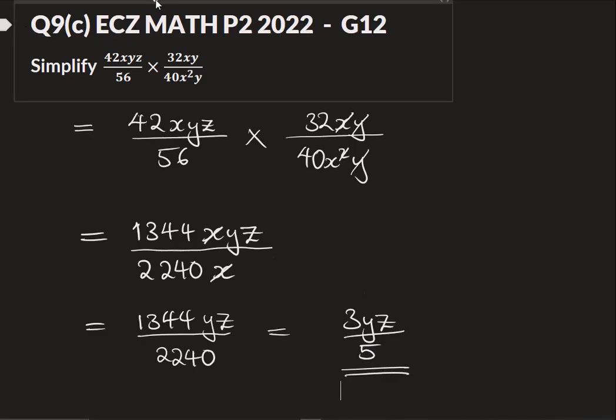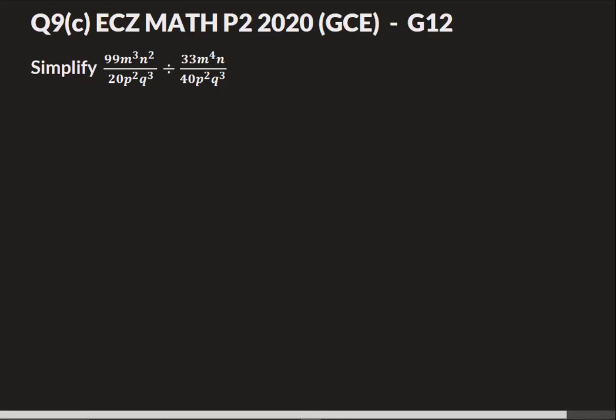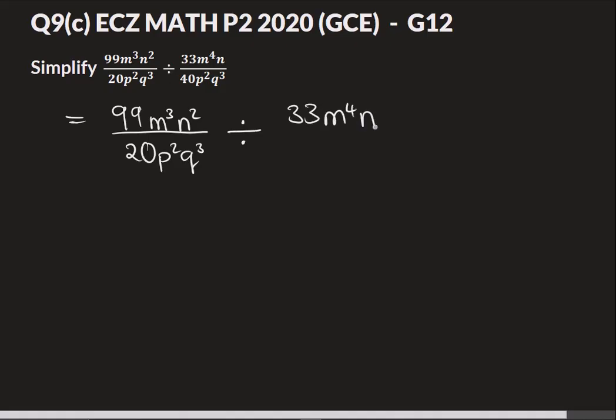We have simplified. These questions that we're attempting here are just utilizing our knowledge about indices. They're just simple questions. We'll answer this one also. We have 99 m to the power 3, n to the power 2, over 20 p to the power 2, q to the power 3, divided by 33 m to the power 4, n, over 40 p to the power 2, q to the power 3.